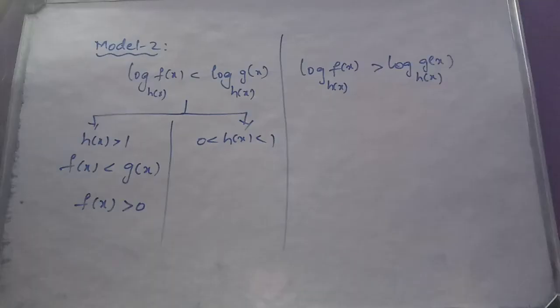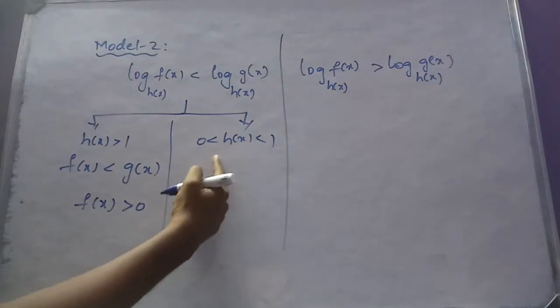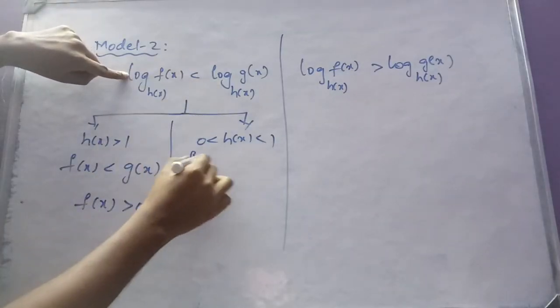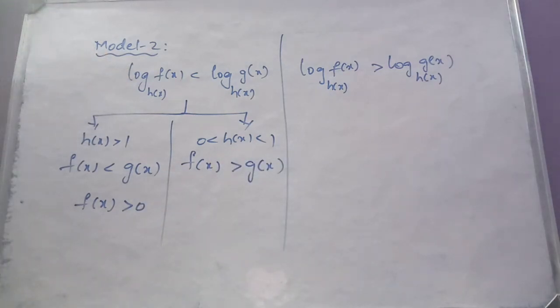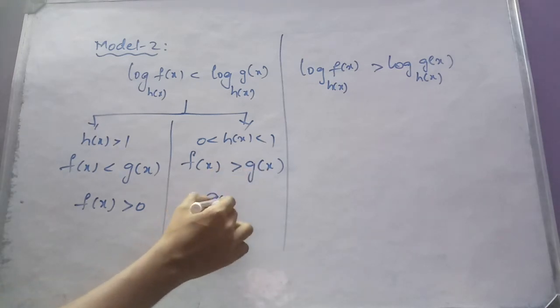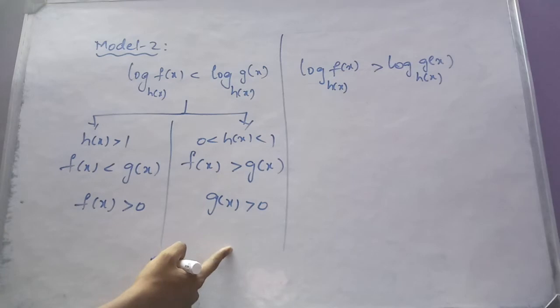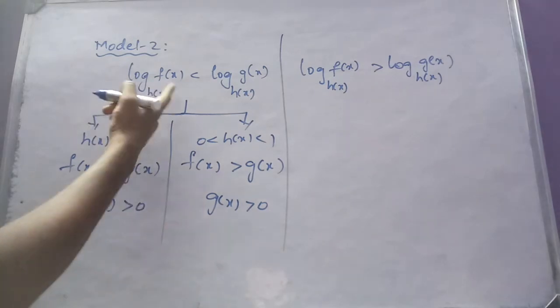And then, if h of x is a proper fraction, the inequality will change if I ignore logarithms. So f of x greater than g of x. And among f of x and g of x, the smaller one, make sure that it is positive. To solve these three inequalities, you will get a solution. Then you take the union of these two solution sets. So that is the required solution.